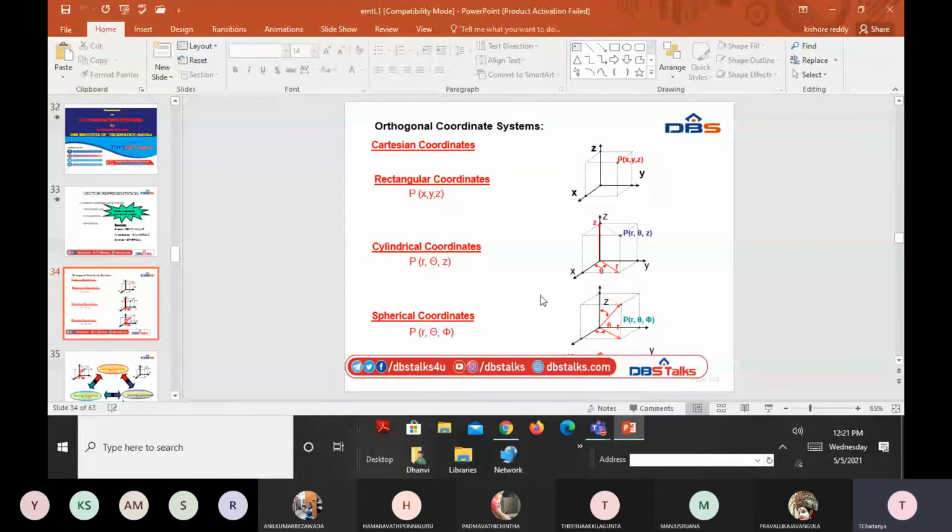Today's concept is the coordinating system. The types of coordinating systems are rectangular, cylindrical, and spherical. In a rectangular coordinating system, the point representation is P of x comma y comma z. In a cylindrical coordinating system, it is r comma theta comma z, where theta is the azimuthal angle. And in a spherical coordinating system, it is P of r comma theta comma phi.